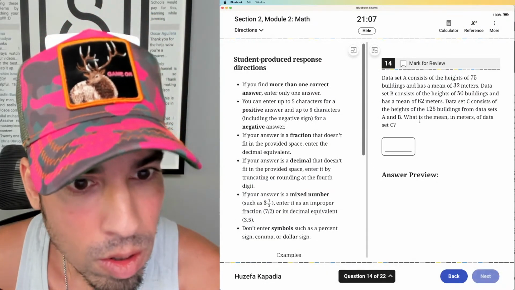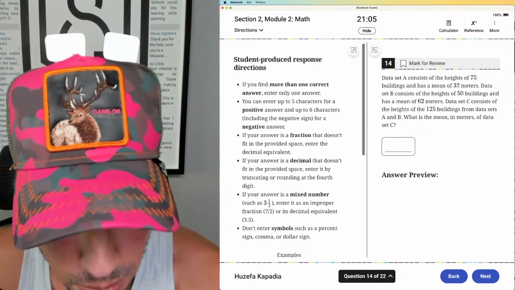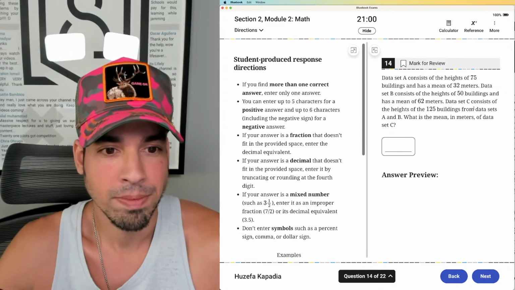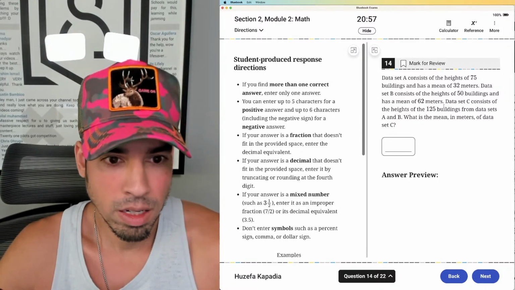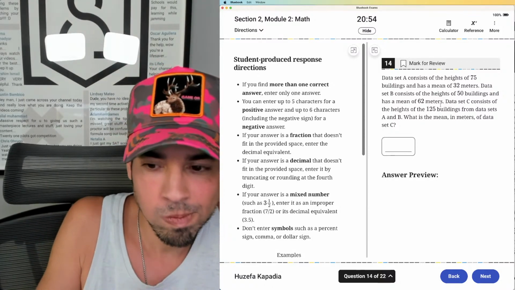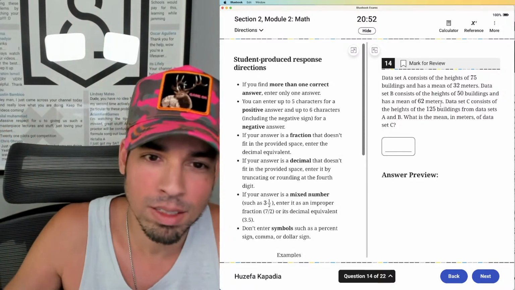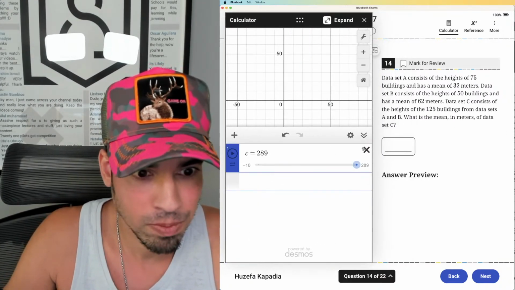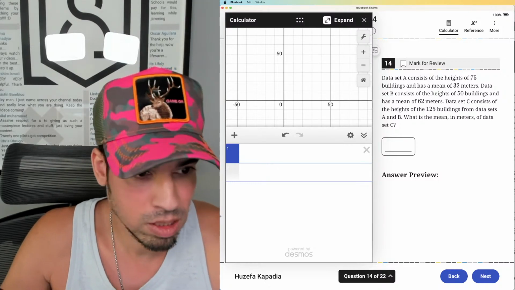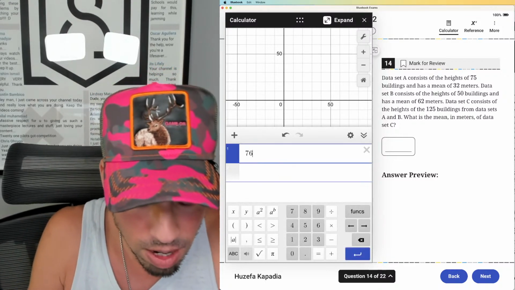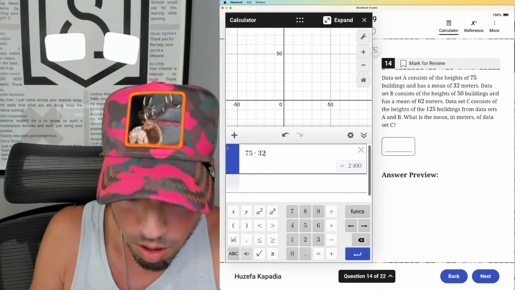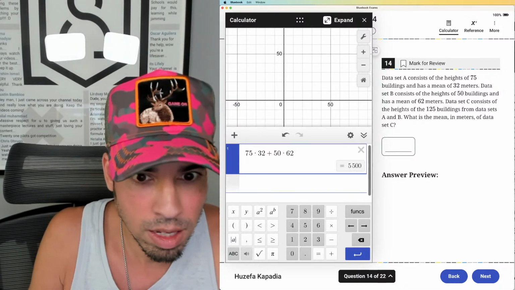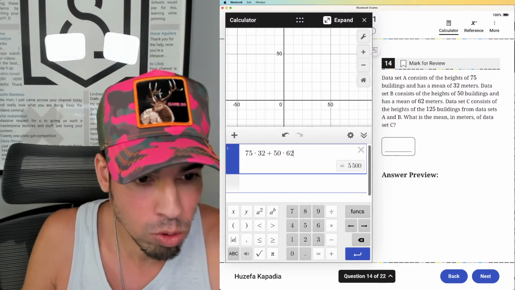Okay. Data set A consists of the heights of 75 buildings and has a mean of 32. Data set B consists of the heights of 50 buildings and has a mean of 62 meters. I'm gonna say you can do this on Desmos, kind of. You just have to know one little piece of information. How do I get the total from the number of buildings and the mean? You multiply it. So 75 times 32 plus 50 times 62, and there's your total, right?